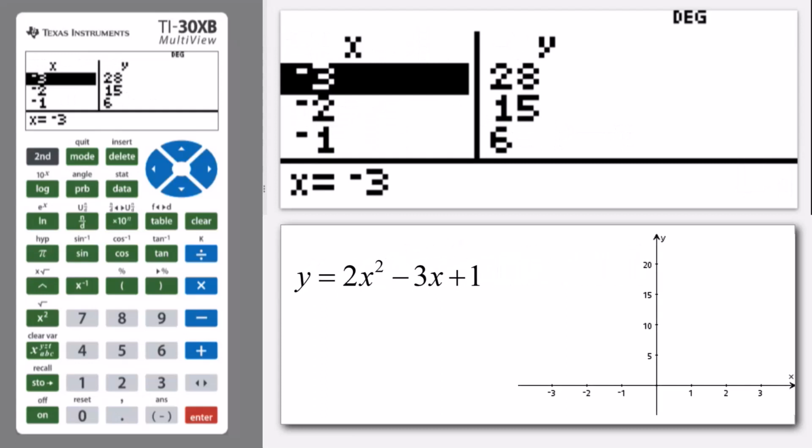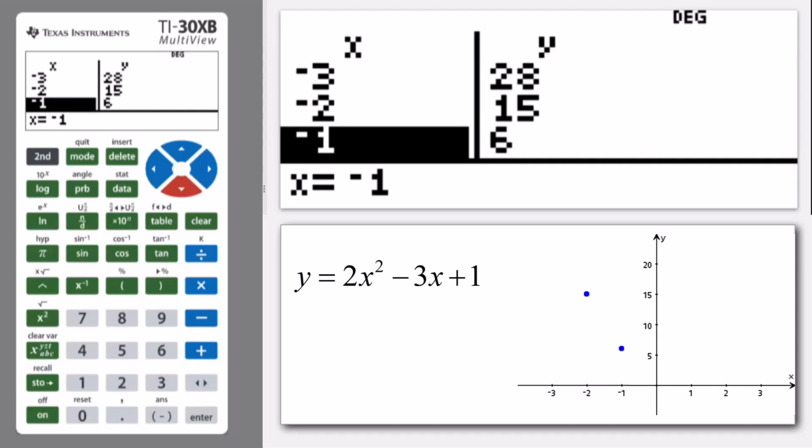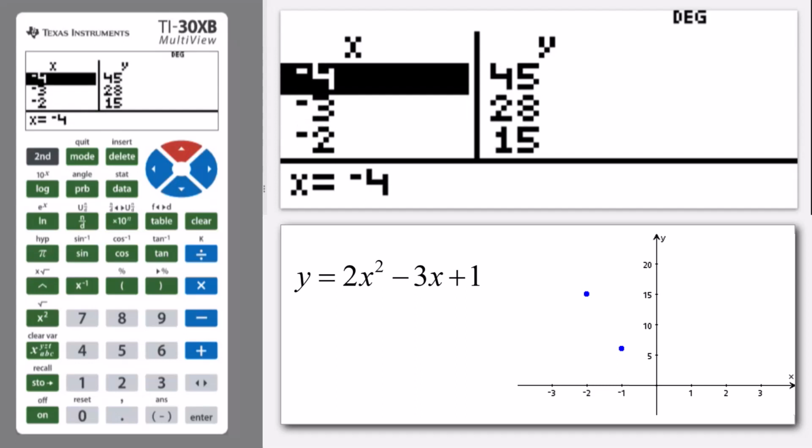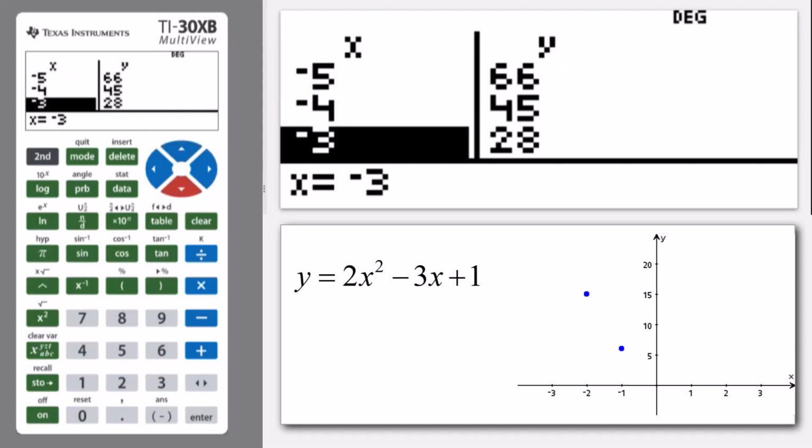So I can see that when X equals -3, the Y value is 28. And I can scroll through my list. When X equals -2, my Y value is 15. When X equals -1, my Y value is 6. And I can keep going in either direction. So I can go back this way and I can see those numbers are getting very large in the Y, while my X increases.